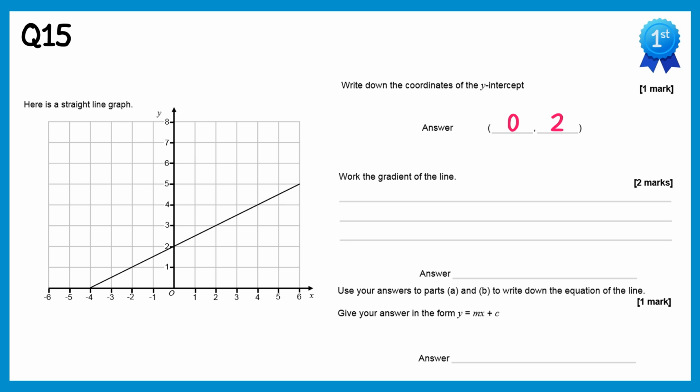To find the gradient of the line, we need to draw a gradient triangle, so pick 2 nice points on the line and draw your triangle. You then work out the change in y and the change in x. The change in y is 1 square, and the change in x is 2 squares.